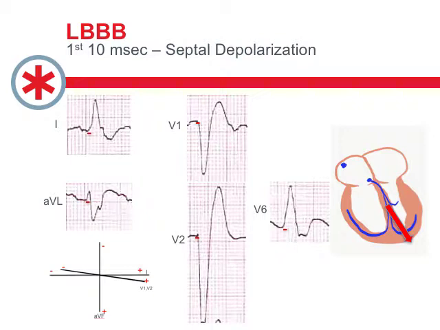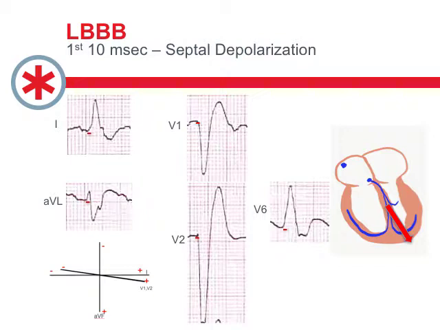The way we know this is if you look at lead 1, in that first 10 milliseconds, you'll notice there's an upward deflection. So we know the current is traveling towards the patient's left. In lead AVL, that deflection is also positive, so we know it is traveling in a downwards direction.